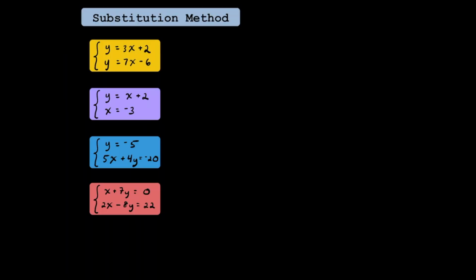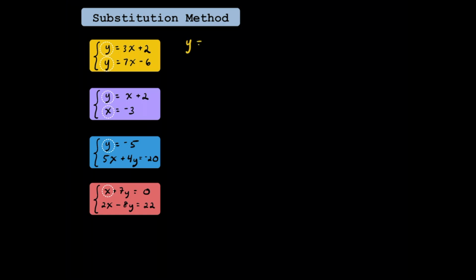Here we have 4 linear systems that we can solve using the substitution method. The reason why we use the substitution method for these types of linear systems is because they already have an isolated variable. Notice how in each of these examples, they all have an isolated variable, whether it's x or y. When you see an isolated variable to begin with, substitution is always a good method.